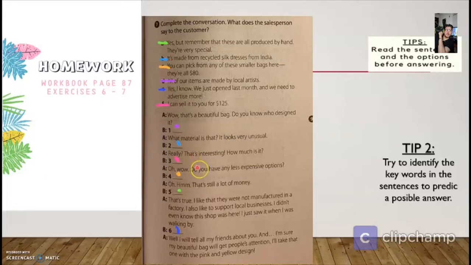So let's continue with number 3. Okay, that's interesting. How much is it? They're asking for a cost. So you can go back to your answer. The correct option is F. I can sell it to you for 125. Okay, question, cost, answer. Key option.